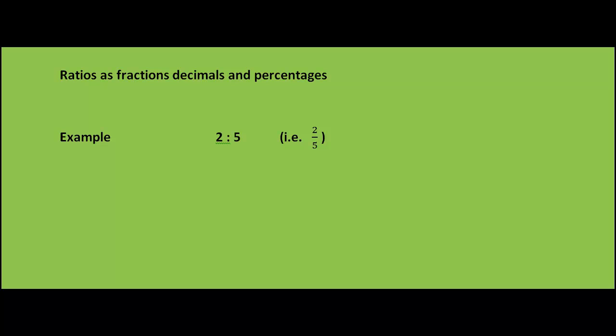Finally, one last point to note about ratios in this video is that ratios that only involve 2 amounts can be written as decimals or as percentages. For example, the ratio 2:5 can be written as the fraction 2/5. From your previous use of fractions, decimals, and percentages, you should realize that 2/5 can be written as the decimal 0.4 or as the percentage 40%.